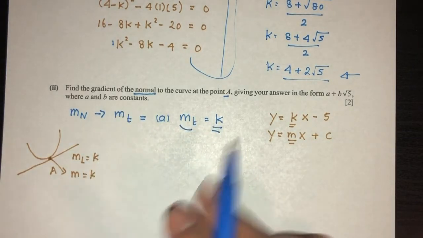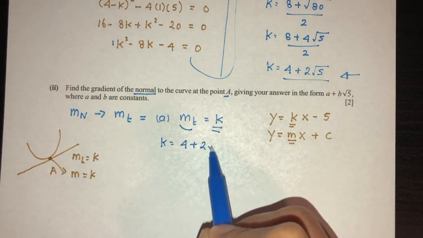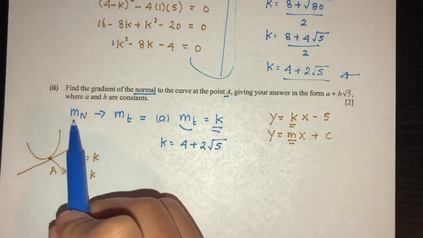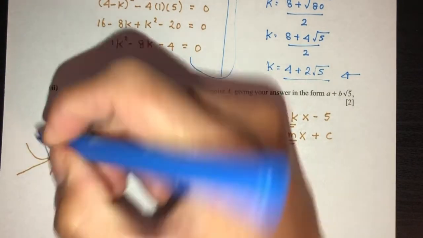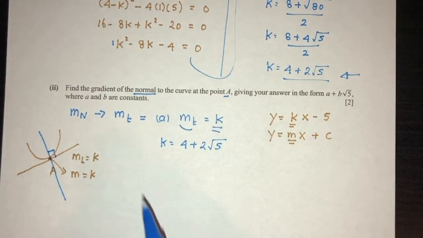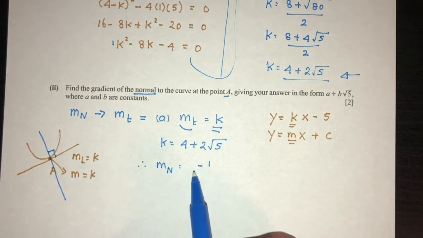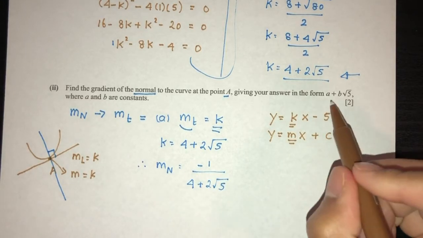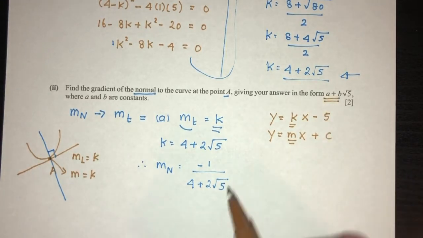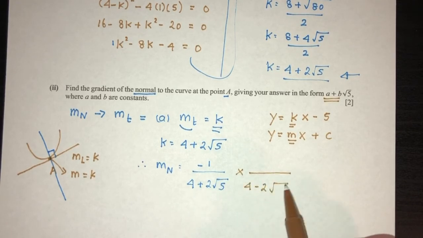Okay, so we know that k is equal to 4 plus 2 root 5, but now we want to find the gradient of the normal. Normal will be something in this direction at 90 degrees. So from this we can derive that the normal will be minus 1 over 4 plus 2 root 5. That is your gradient of your normal. But we have now to express that in this form. We have to simplify. So we have to multiply top and bottom by their conjugate.